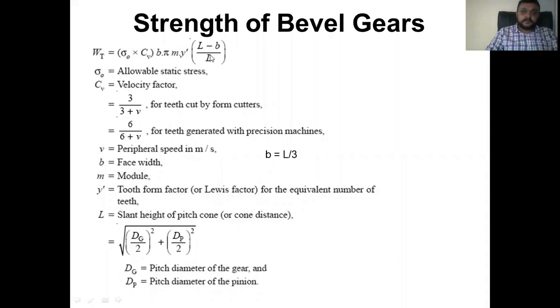And then you have to put B as L by 3. Put B as L by 3 here. Calculate the L and then put the value of L here. Then find the module, and then based on the module, you can choose the B and L respectively.